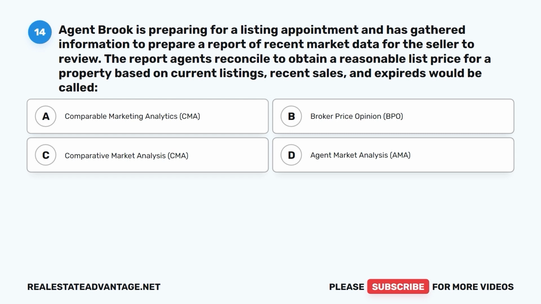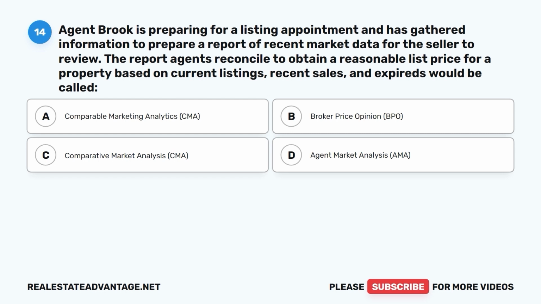The report agents reconcile to obtain a reasonable list price for a property based on current listings, recent sales, and expireds would be called A. Comparable marketing analytics, CMA. B. Broker price opinion, BPO. C. Comparative market analysis, CMA. D. Agent market analysis, AMA.